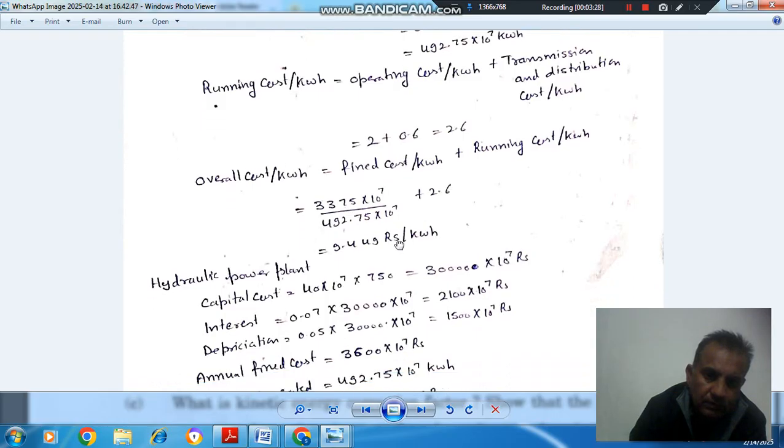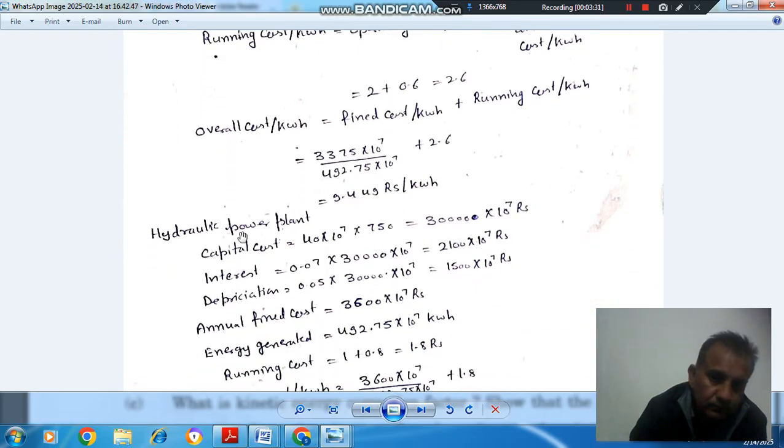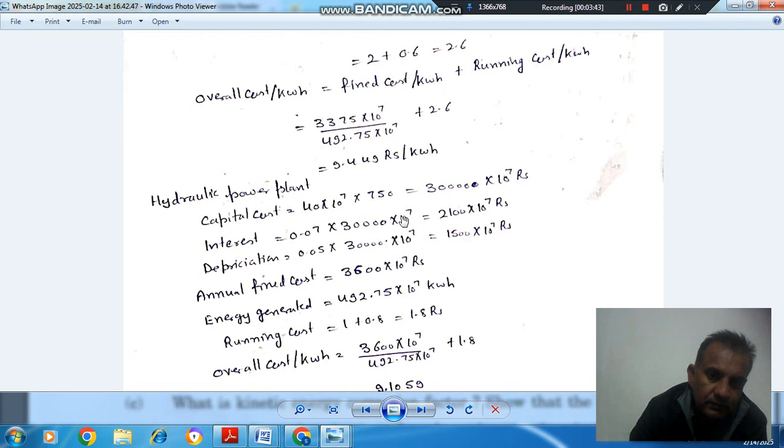Okay. Similarly, for the hydraulic power plant, the capital cost is 40 crore per megawatt. So that is 30,000 into 10^7 rupees. Interest is 7%, so that is 2100 into 10^7, and depreciation is 5%, so that is 1500. So the fixed cost, the sum of these two, is 3600 into 10^7.